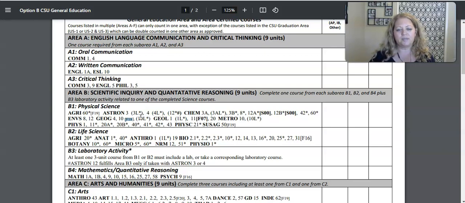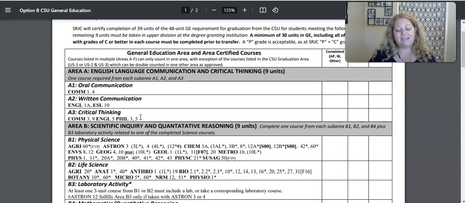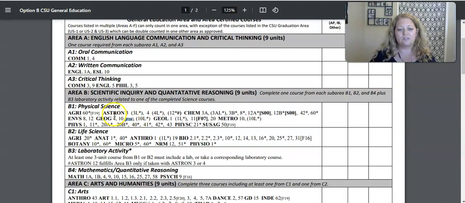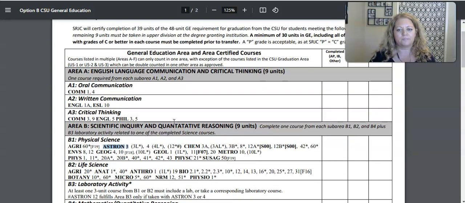The GE sheets have been in place, I want to say, since about 82. So if a student took Astronomy 3 in 82, it's counting, okay? And so it's all good. All right, so let's go through this. It's broken up by different areas.